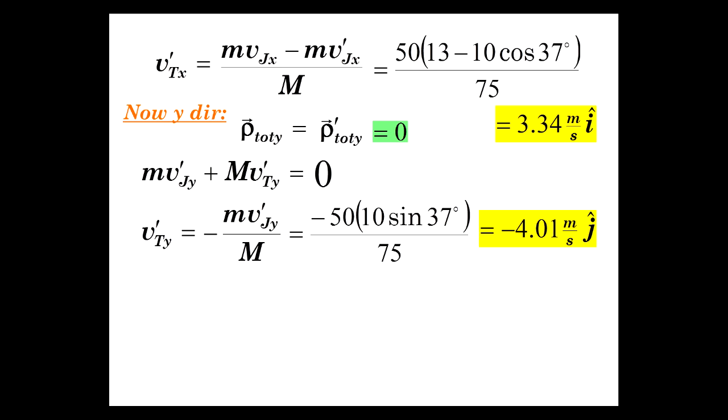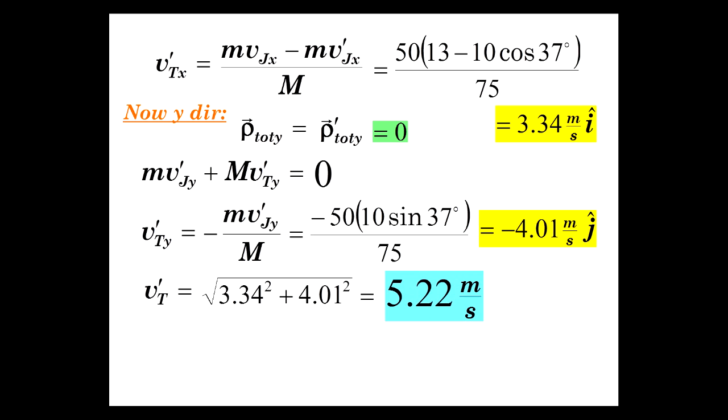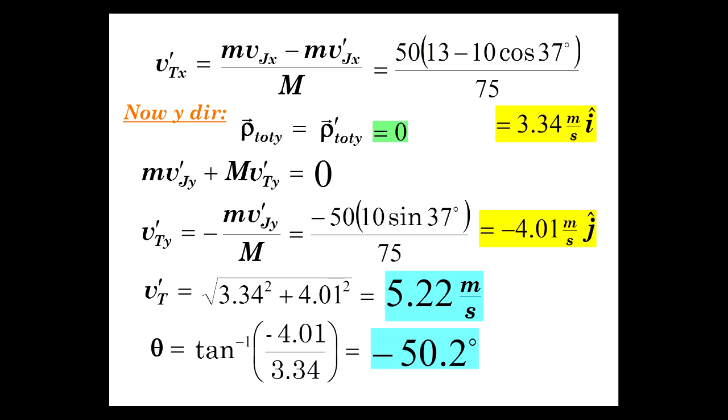Let's get the magnitude of his velocity, so let's get his speed, the square root of the sum of the squares. That gives us 5.22 meters per second. And the angle, inverse tangent of the y over x, there it is, minus 50.2 degrees with respect to the direction that Jenny was originally moving.